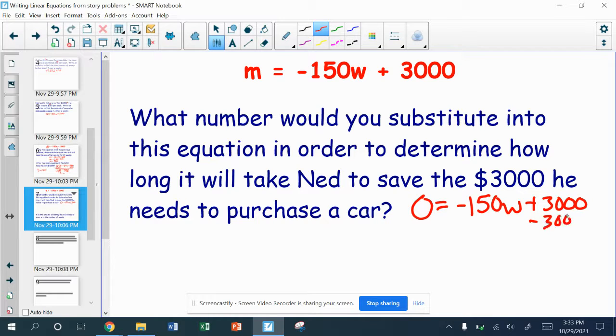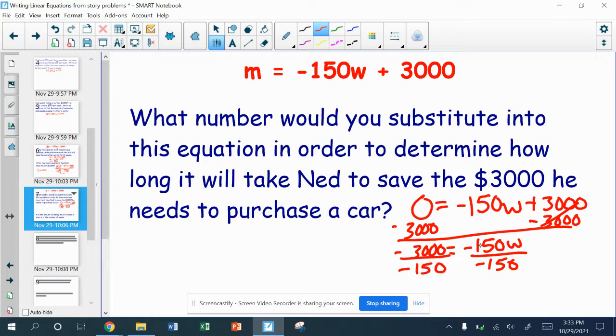We could still go ahead and solve this to figure out how many weeks this is going to take. So I'll have negative 3,000 equals negative 150 W. Then when we divide, because they're both negatives, that takes care of that. That'll be a positive. And again, you can absolutely grab your handy dandy calculator, but I could also say, well, those zeros are going to cancel out. 30 divided by 15 is 2, and then there's just an extra 0. So it would take him 20 weeks if the car is still there for him.